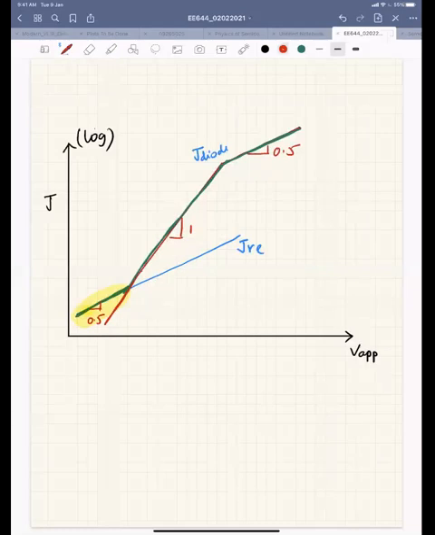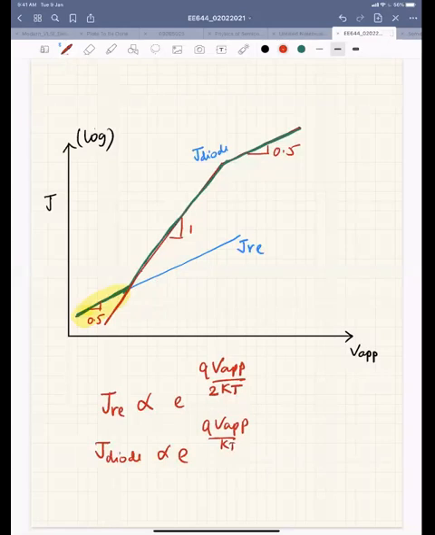This has a slope of 0.5 again, because of high level injection, and this has a slope of 0.5. So if you want to write a single equation, everything we saw is dependent on q applied voltage by kT. For the recombination part, I have here 2. For diode current, this is e to the power qV by kT, and for high level injection I'll have again e to the power qV by 2kT, right? So this is high level injection.